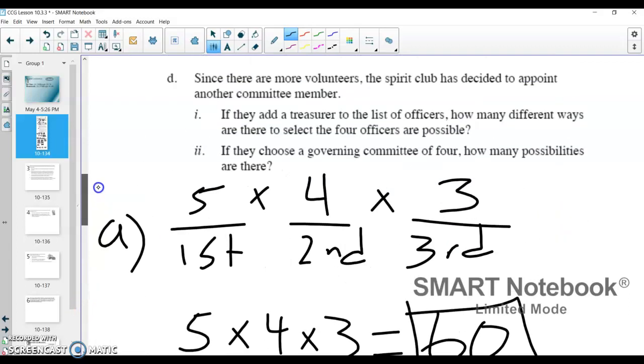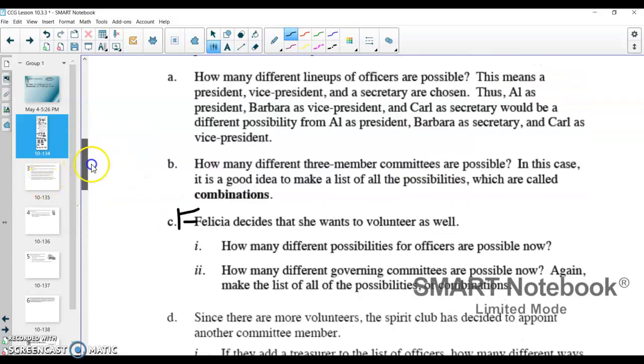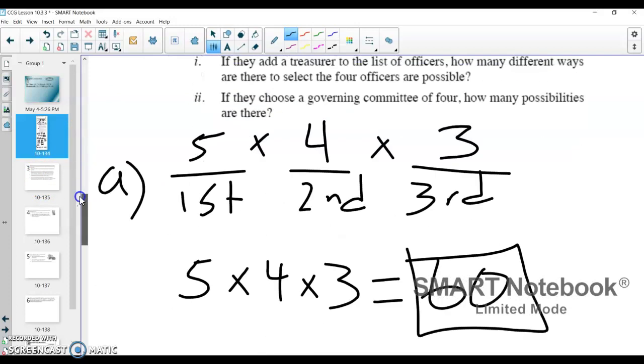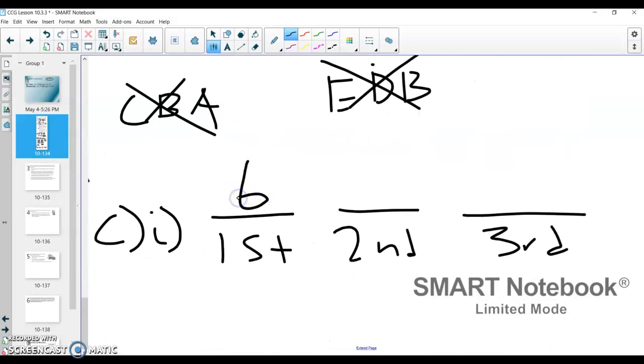And now that Felicia is in the race, we have A, B, C, D, E, and F, which is 6 people, right? 1, 2, 3, 4, 5, 6, including Felicia. And so when you're talking about the first choice down here, you have 6 options for who could be president. After the president's selected, you have 5 options. After the vice president's selected, you have 4 options. All right, and so that becomes our classic permutation problem.